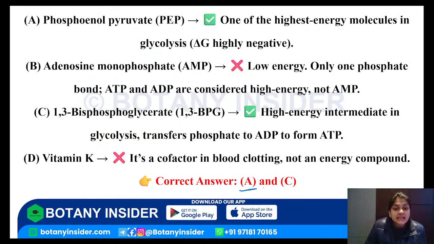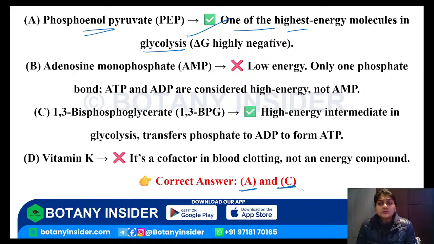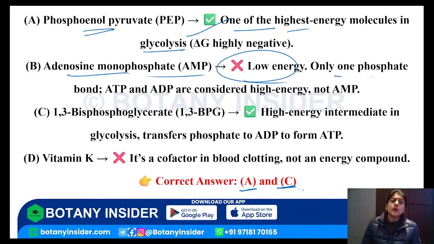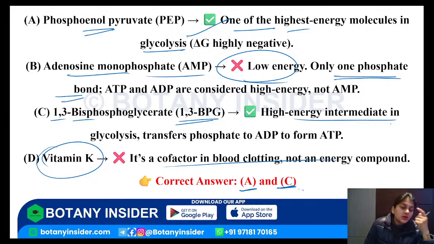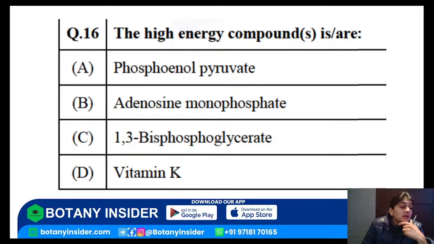A and C. The phosphoenol pyruvate is one of the highest energy molecules in glycolysis. Adenosine monophosphate is low energy. Only one phosphate bond is there, so that's not the one. 1,3-bisphosphoglycerate, 1,3-BPG, again a high energy intermediate. And vitamin K, it is a cofactor. It is not an energy compound at any point. How can you have D as an energy compound?